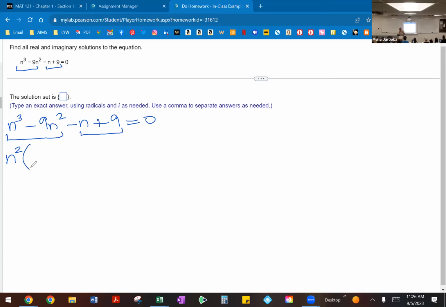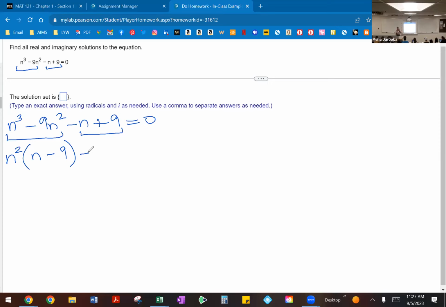Out of n to the 3rd, we've taken 2 of them out, which means we're left with 1n. Minus, you've taken the n squared out, so the only thing we're left with is that 9. And minus 9 is what's left. You will notice we again have a minus sign when we begin our next grouping. So you're going to take that minus sign with the next grouping.